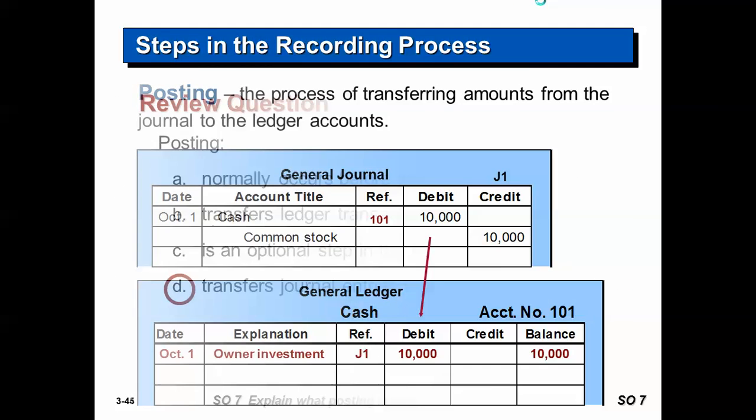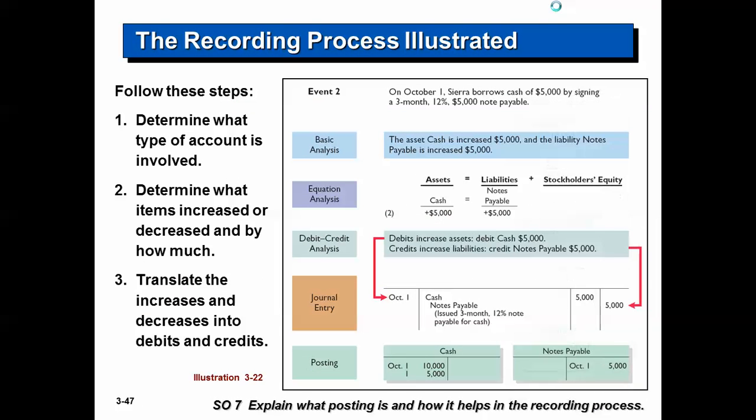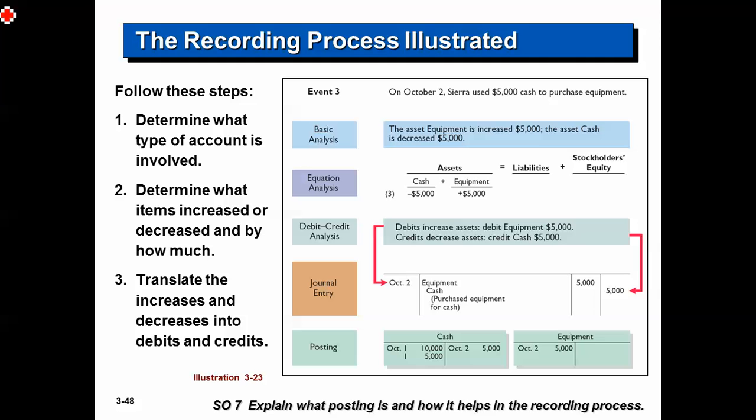Now, whoops, I'm sorry. Event number 3. Sierra used 5,000 cash to purchase equipment. The asset equipment is increased 5,000 and cash is decreased 5,000. We're still in balance because we're on both sides of this equal sign. Negative and positive balance each other out. A debit increases assets, so I debit equipment. Debit is always first. Debit the equipment, 5,000, credit the cash, 5,000.